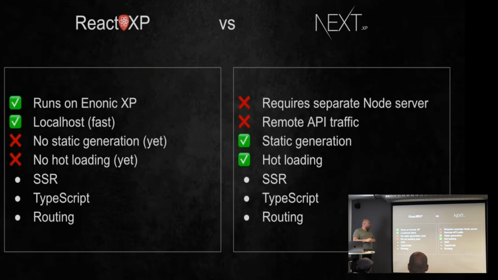But here is where Next is better than us. Next.xp has static generation. We don't have that yet. And Next.xp has hot loading. And again, we don't have that yet. So this is also something we have on the roadmap. Both of them do server-side rendering. Both of them do TypeScript. Both of them do routing. In addition, Pavel showed the slide with all these boxes. Next.js has a huge ecosystem, while React4XP is more specifically for Enonic.